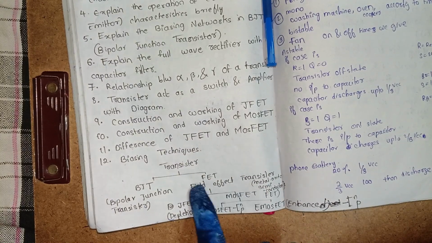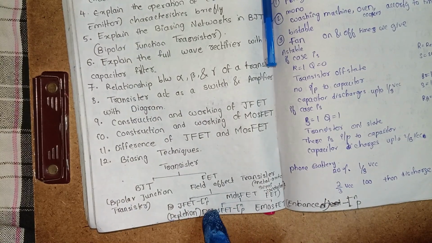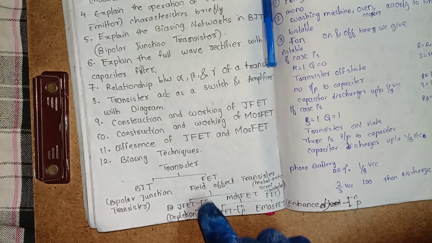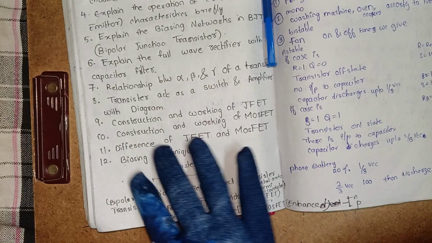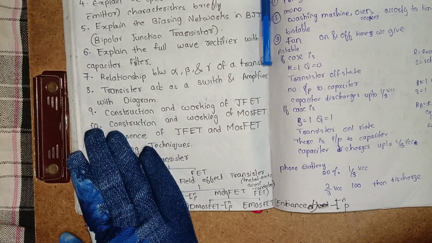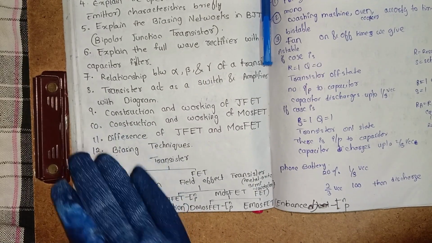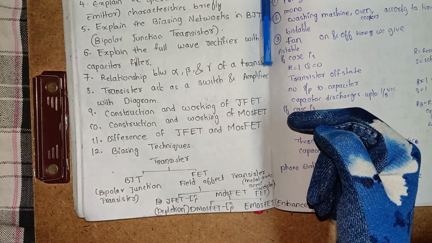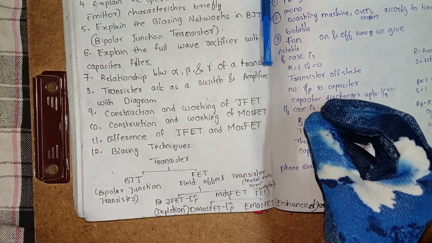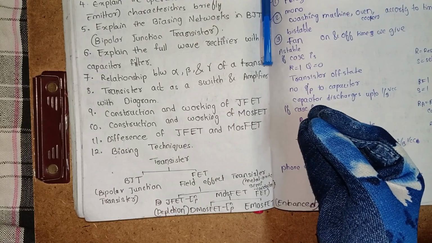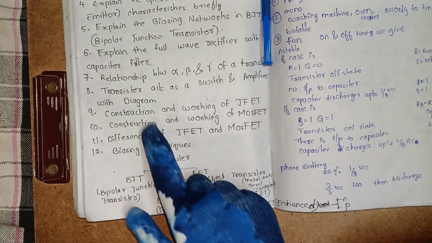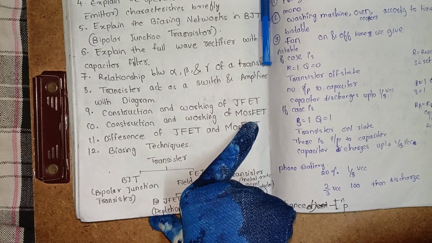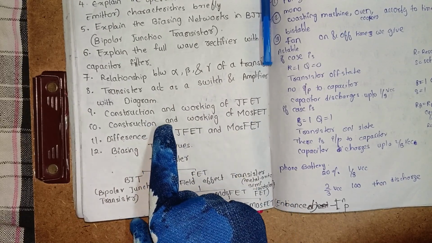MOSFET. In MOSFET, DMOSFET, N-channel DMOSFET act as a switch and amplifier. So this topic, N-channel DMOSFET act as a switch and amplifier, is included in the construction and working of MOSFET. Okay, so I'm explaining its answer now.